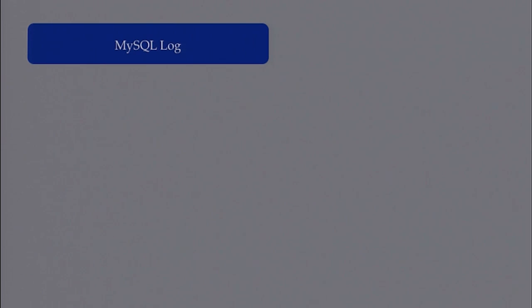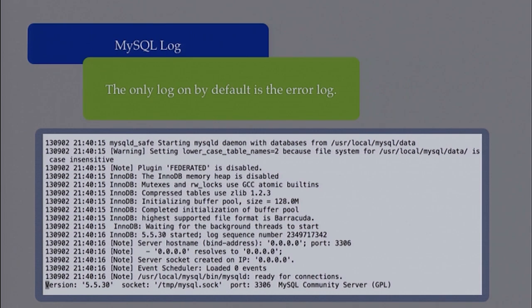So next, let's move on to the MySQL logs. The only log that's turned on by default for MySQL is the error log. So this will show you exceptions. Since we're not really throwing many exceptions, this doesn't really provide us much information, especially just for troubleshooting.